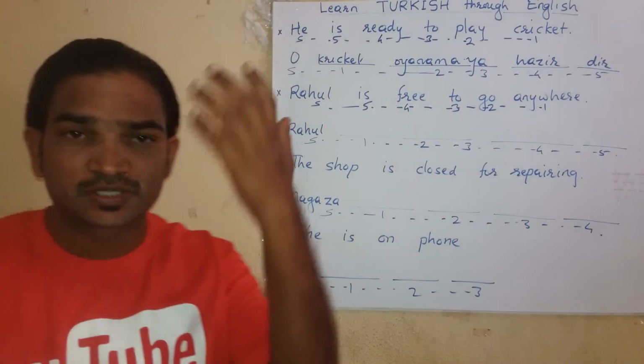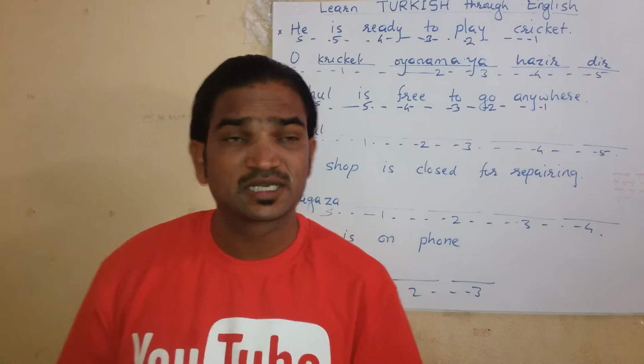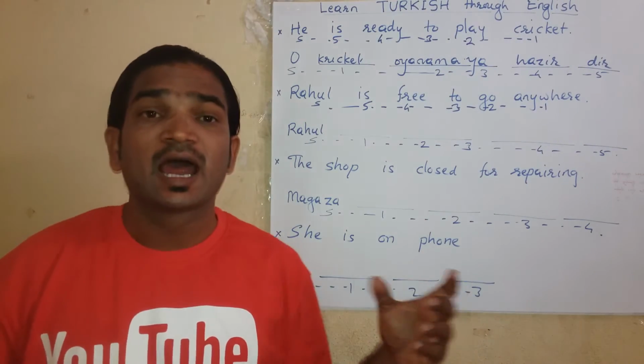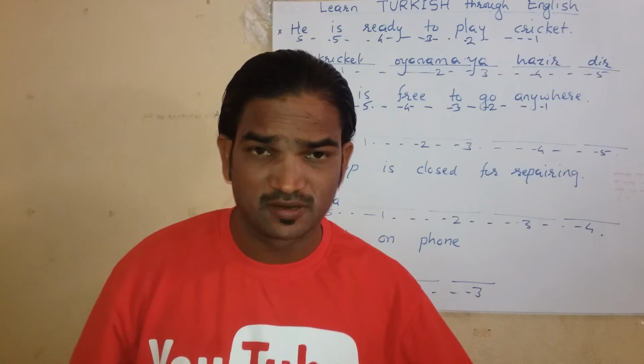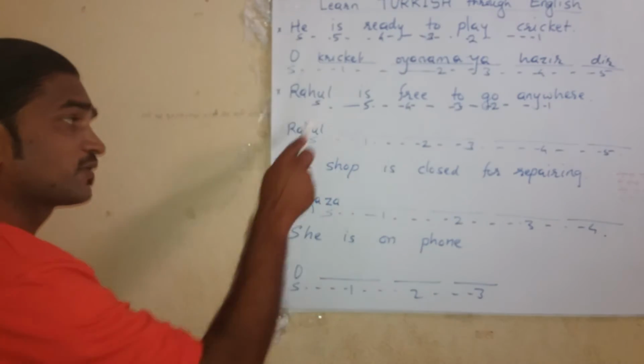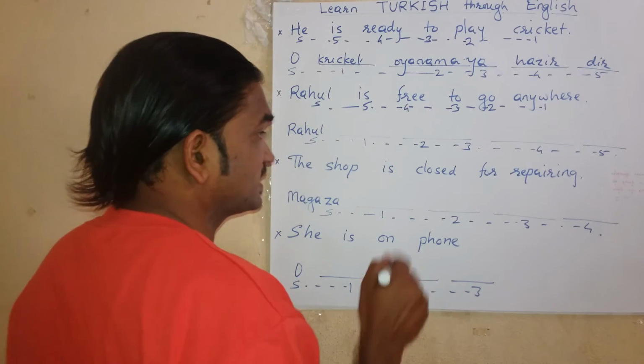Okay, now pause the video and try yourself. Try to speak this sentence orally in Turkish language and at that time try to type this sentence in the comment box. Okay, start yourself. The word for Rahul is Rahul. The word for anywhere is ere.